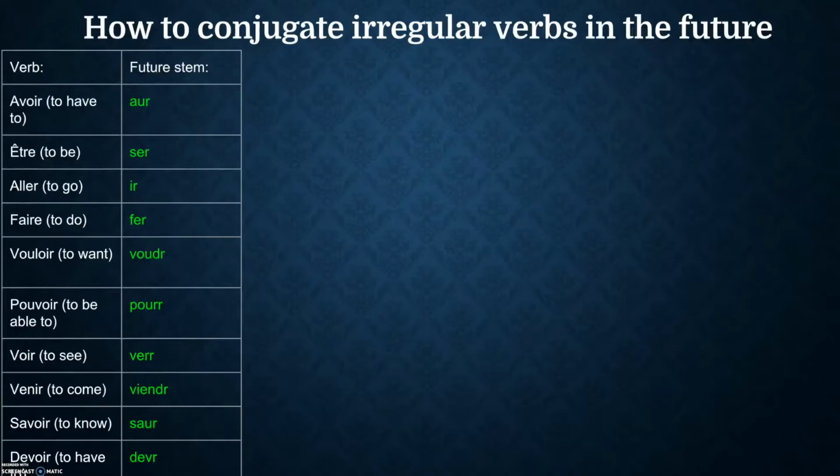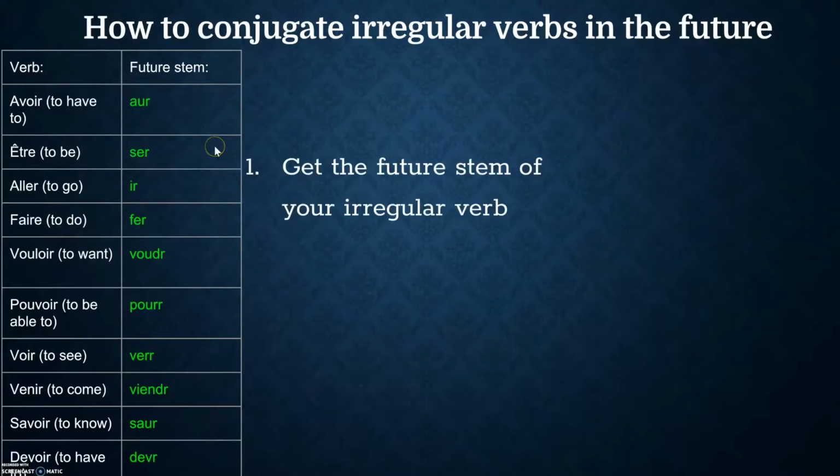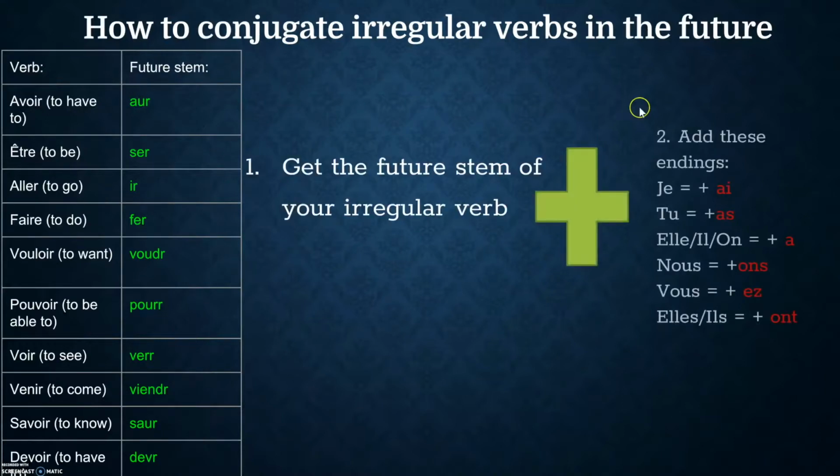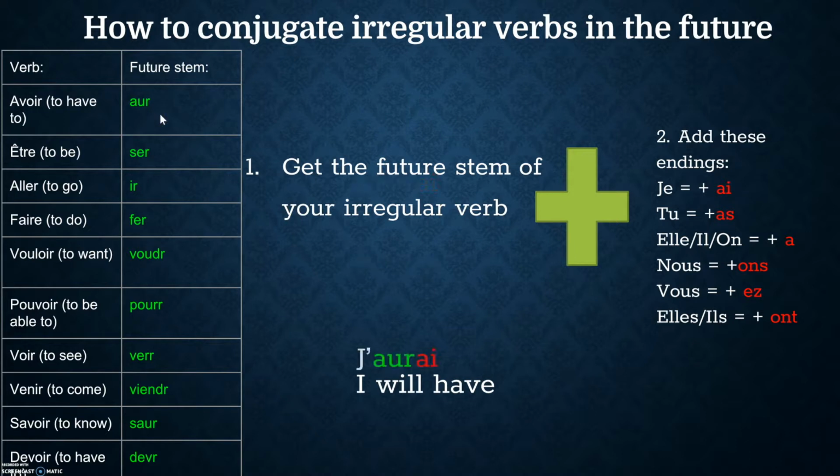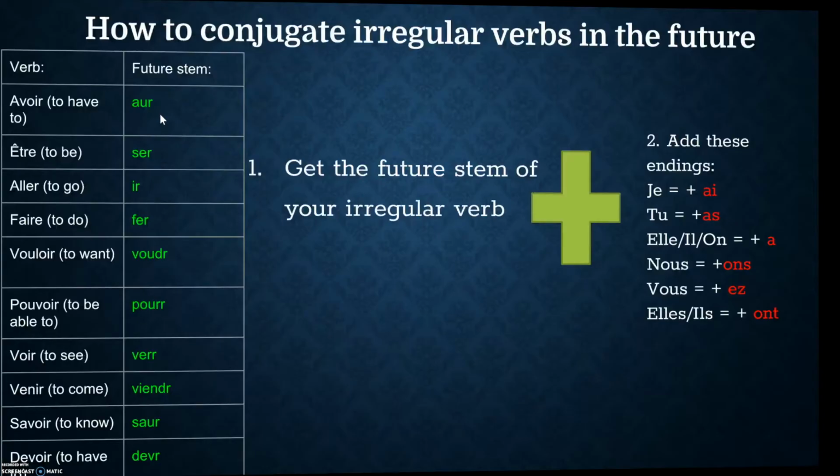Okay, so how to conjugate irregular verbs in the future. Here's our table of irregular verbs in the future stem. You get the future stem of your irregular verb, and you add the exact same endings as if it was regular. So let's say we want to translate I will have. Here, the verb we're conjugating is to have, which is avoir. We need to conjugate avoir in the future. We need to get the future stem of avoir, which is AUR. And then the personal pronoun here is je, which means we'll have to add AI to AUR, which is j'aurai.